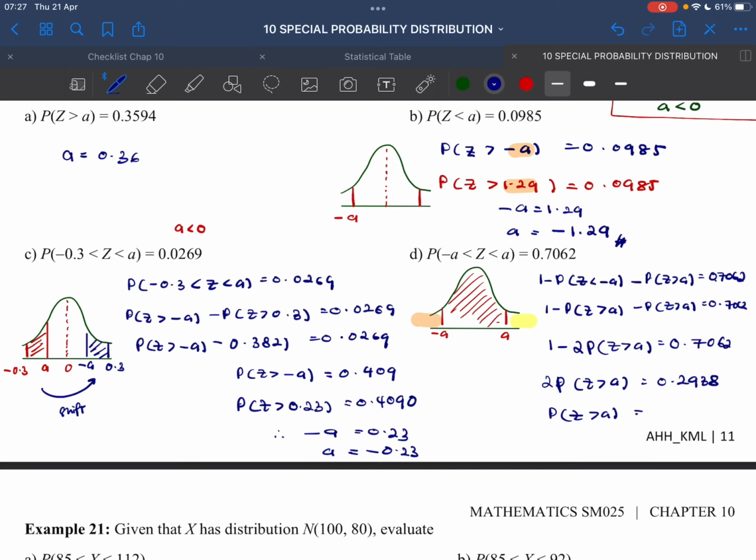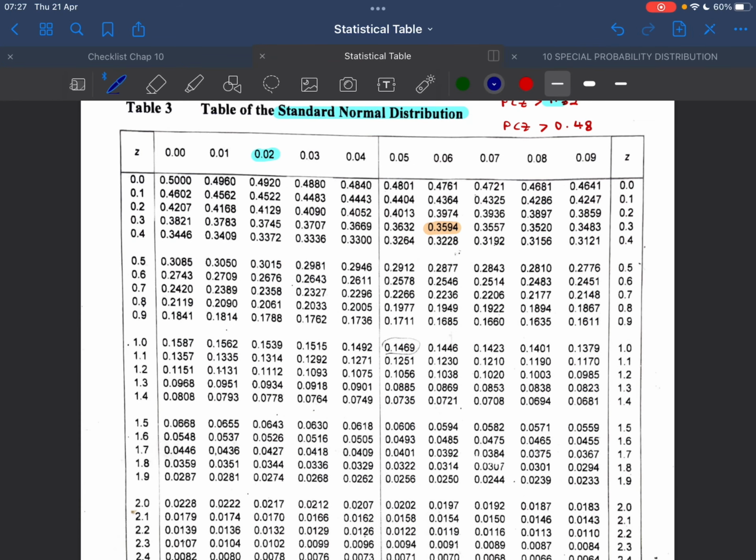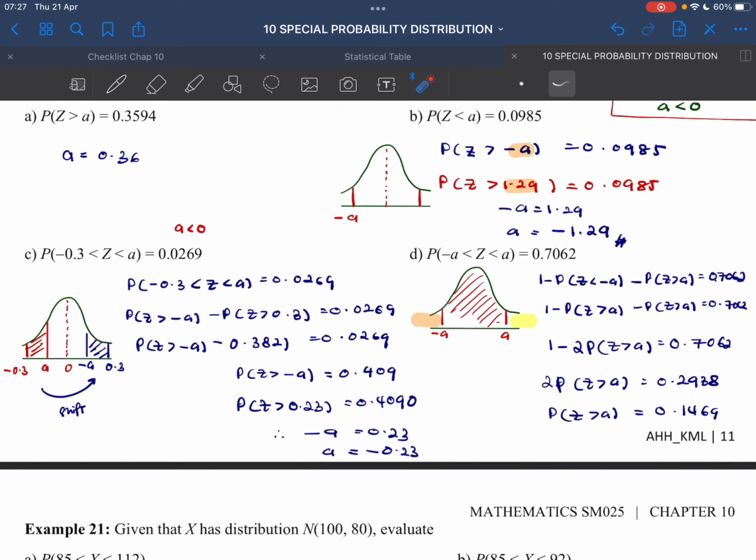Okay, now only we can see the table. So 1469, let's find it inside the table. 1469, here is 18, here is 17, here 1492, so here is 1469, which represents the value of 1.05. Okay, so your A will simply be A equals 1.05.